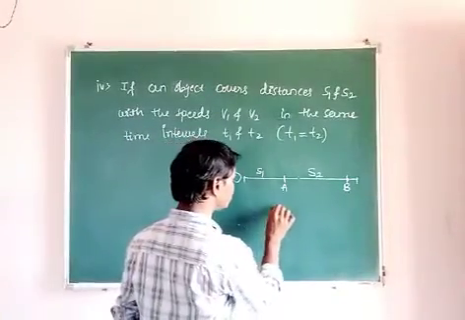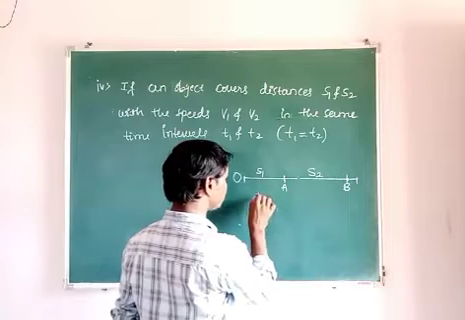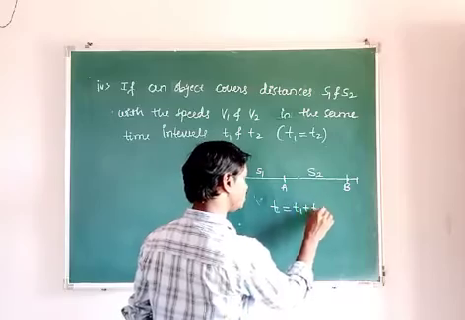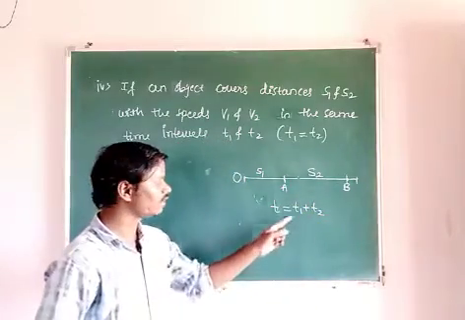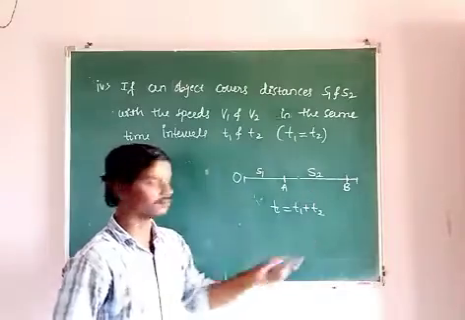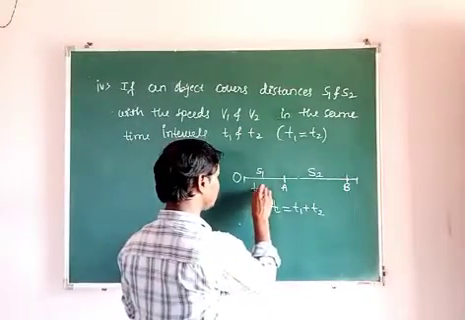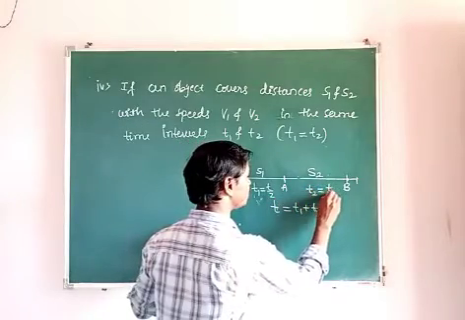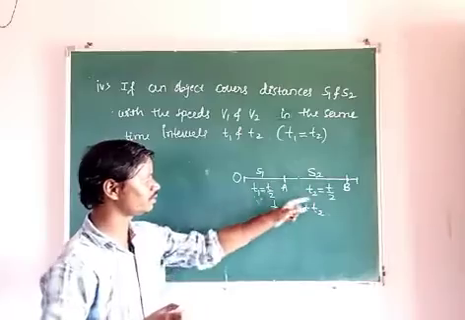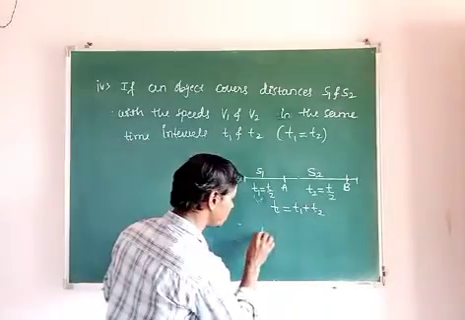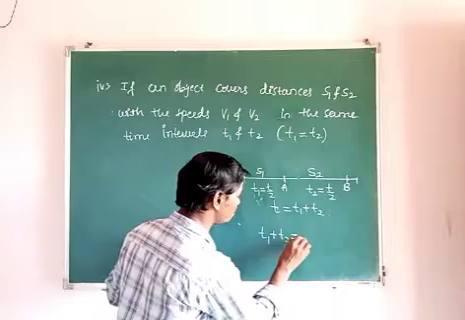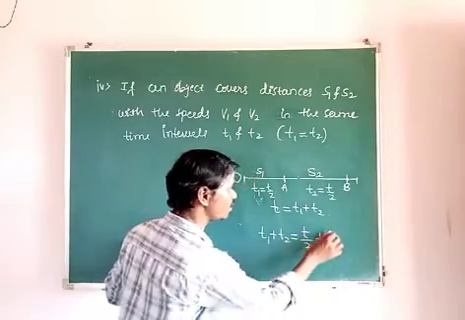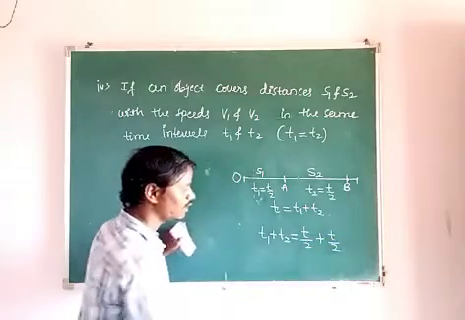So total time taken by the object is how much? That is T1 plus T2. Then I will take T1 as T by 2, T2 also T by 2. Add them, we will get T. See here. T1 plus T2 is equal to T by 2 plus T by 2, that is 2T by 2.